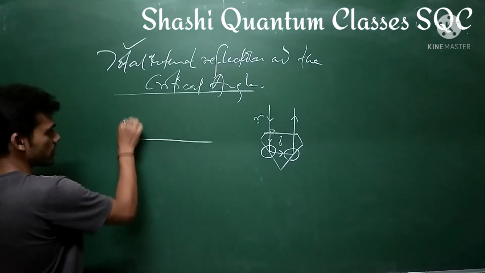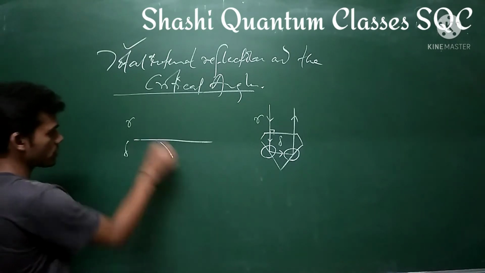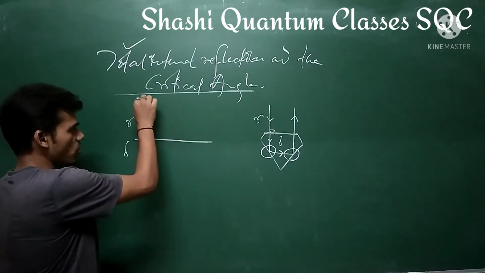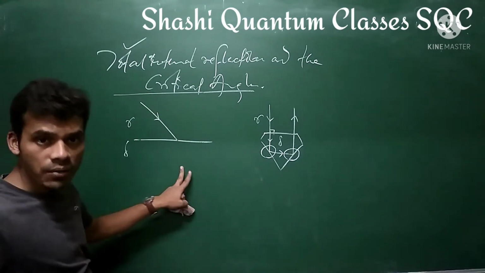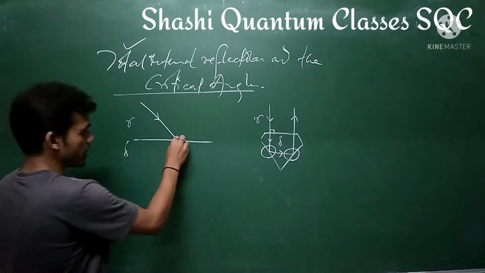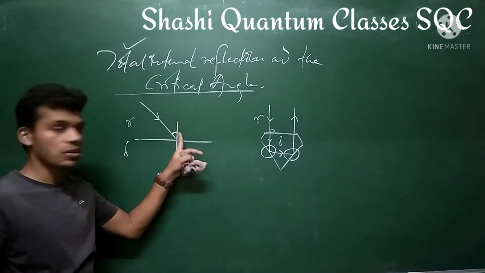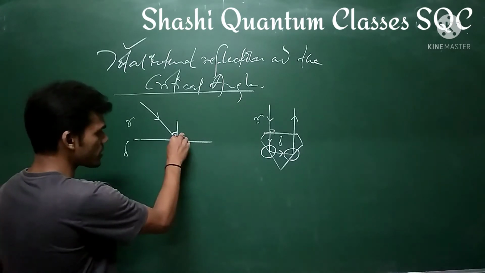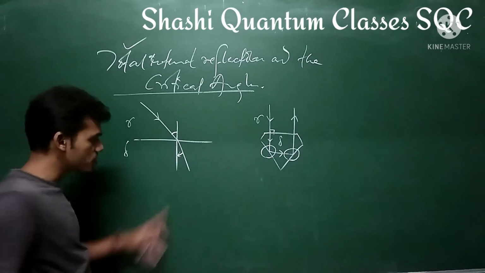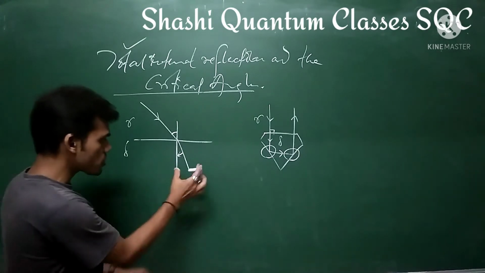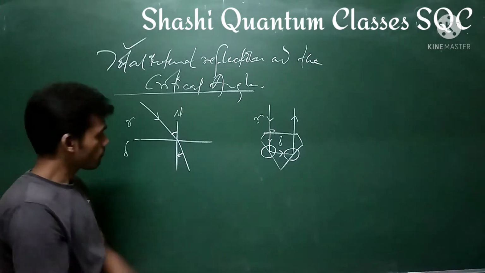See, this is the rarer medium and this is the denser medium. What happens here? In case of the ray coming from the rarer medium, we have studied already that if it makes any angle with the normal, then while entering the denser medium, it deviates and changes its path. It comes closer to the normal. This is your normal.